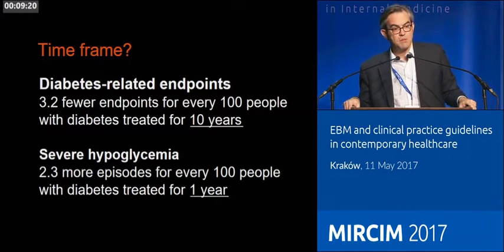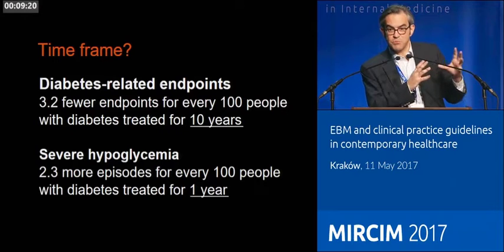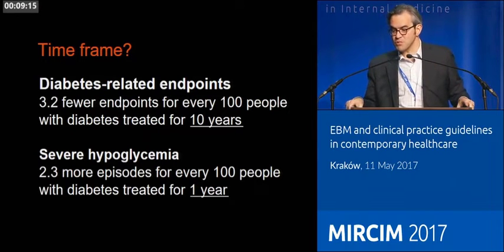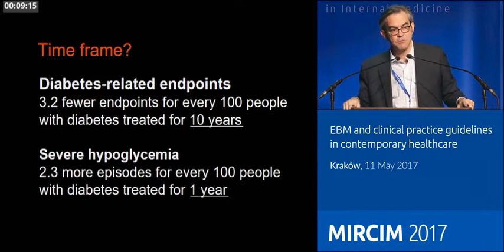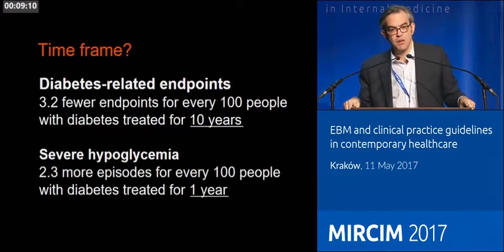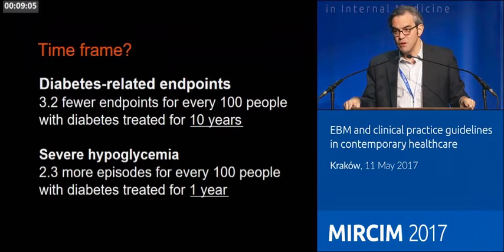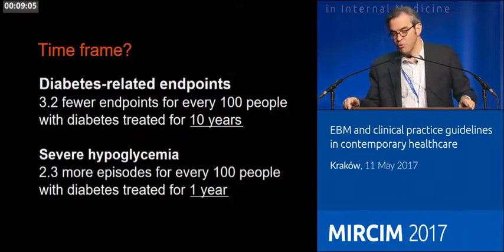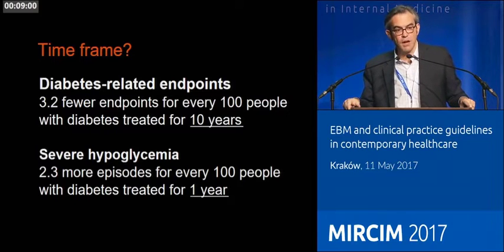Another way in which we can be misled, for small effects, is to present composites, but the other one is to present the results in different time frames. So we saw 3.2 fewer any diabetes-related endpoint for every 100 patients with diabetes treated over 10 years. But the same authors reported 2.3 more episodes of severe hypoglycemia.